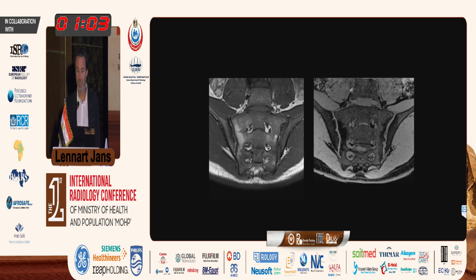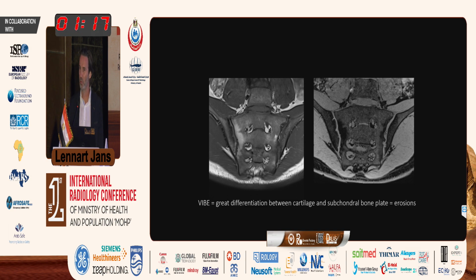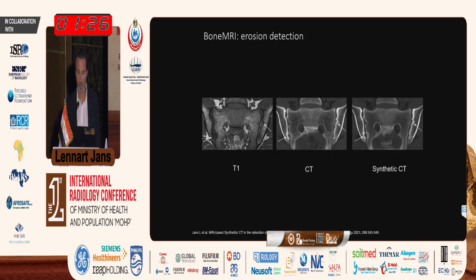Now, there is a new sequence that you all have on your machines, which is called VIBE, and this is showing erosions a lot better because it really differentiates the cartilage from the subchondral bone plate very well. So we can see the erosions in a very, very nice way. So a VIBE sequence, just ask it of your MR technicians. You can just run this on Monday as well.